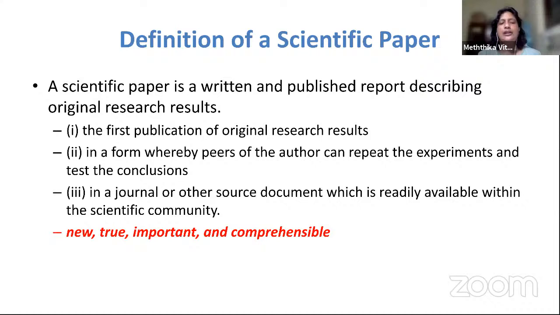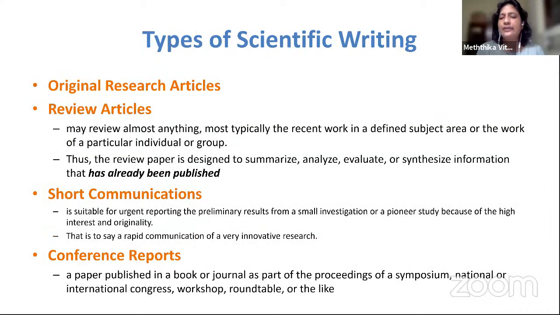So we discussed that a scientific paper must be written and published in a way that it has new and original research results, true data, and it should be important and comprehensible. There are many different types of scientific writings, right?